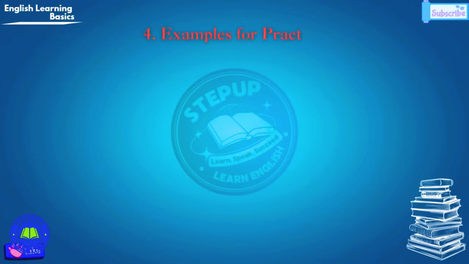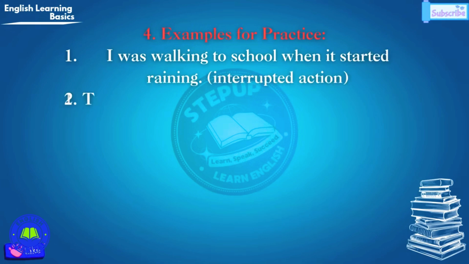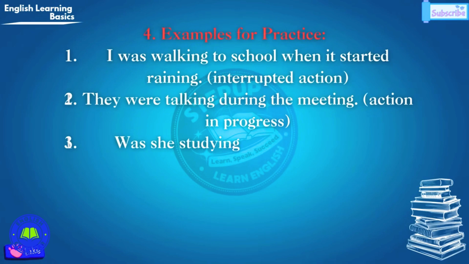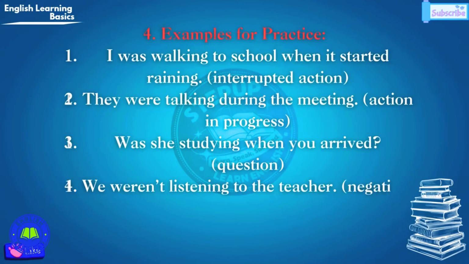4. Examples for practice. 1. I was walking to school when it started raining. Interrupted action. 2. They were talking during the meeting. Action in progress. 3. Was she studying when you arrived? Question. 4. We weren't listening to the teacher. Negative.